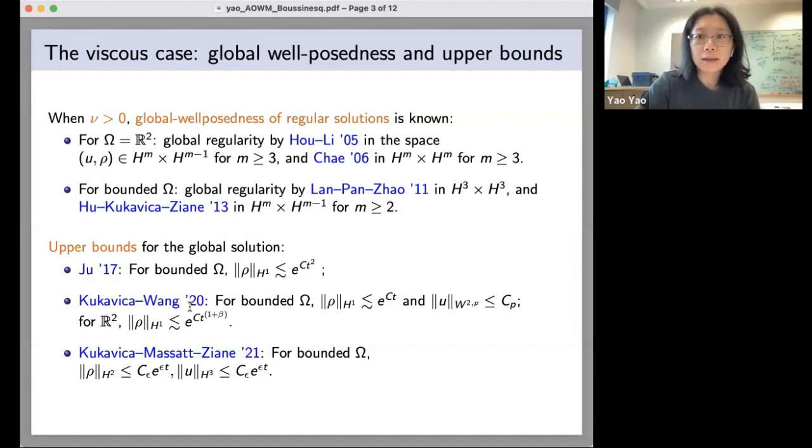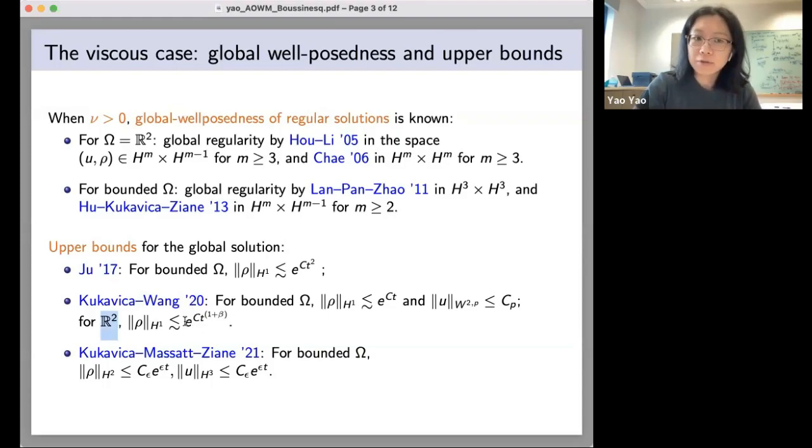And Kukavica and Wang have improved the bound and obtained that for bounded domains, their upper bound on the Sobolev norm H1 is exactly an exponential function. And the W2,p norm of u is bounded for all time, which means that the second derivative of u will have its Lp norm bounded for all time. And then in the whole space, they get some upper bound that is faster than exponential.